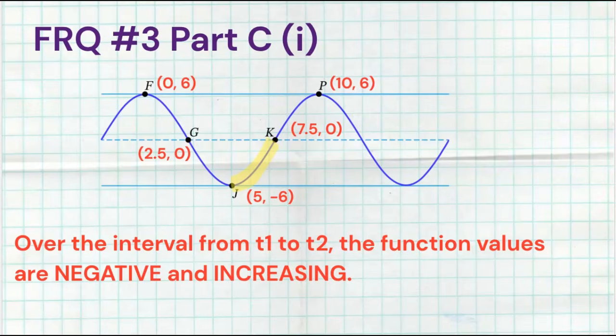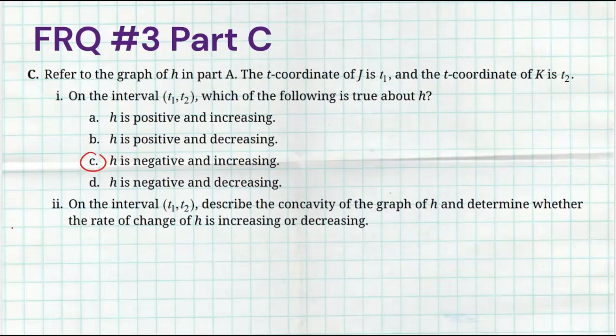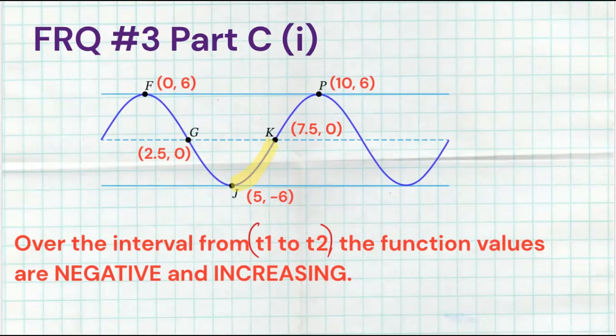But we also see that those values are negative. So -6 to 0 with parentheses. They did say that we're looking from T1 to T2, but not brackets. We're not talking about T1 and T2, we're talking about in between them, where the values are negative. So we want to make sure we choose that answer, negative and increasing, and make sure you write it down. Don't just write down C on your paper. Hopefully you wrote down negative and increasing. That's what the function values are doing.